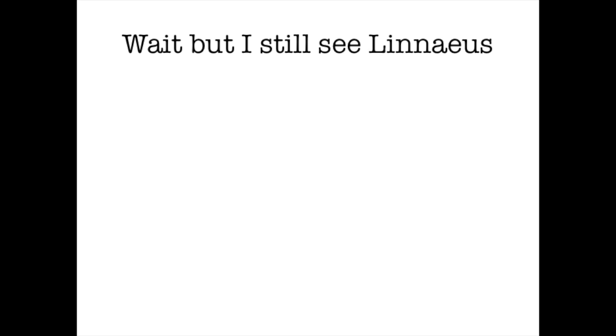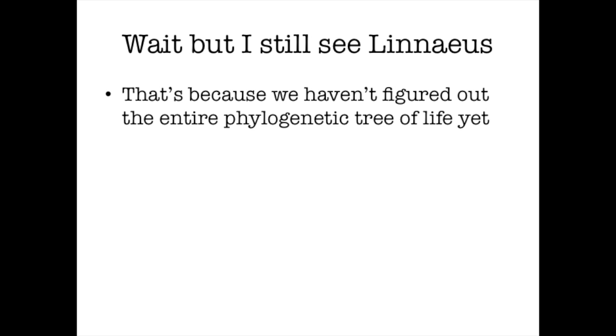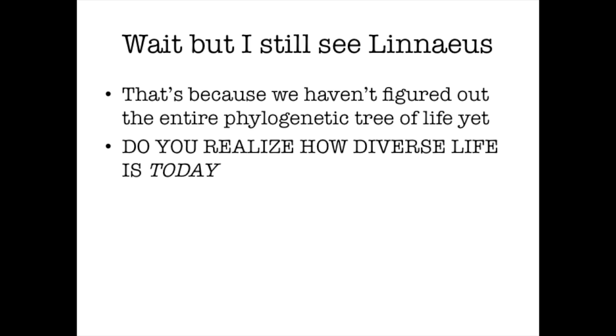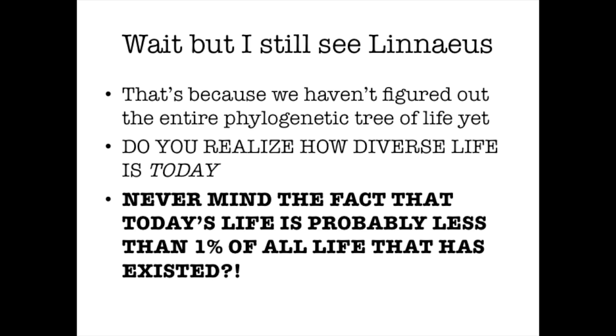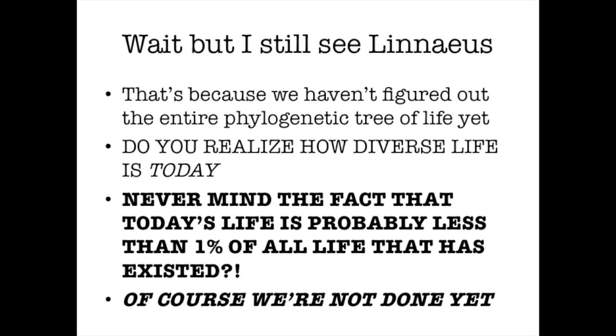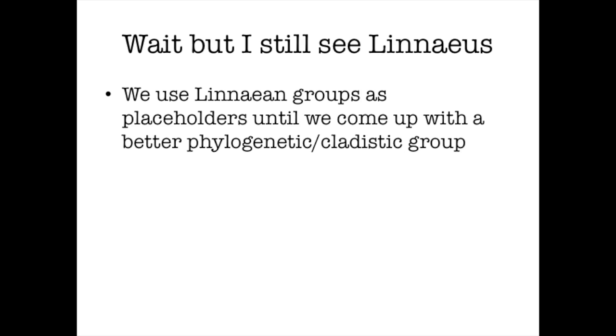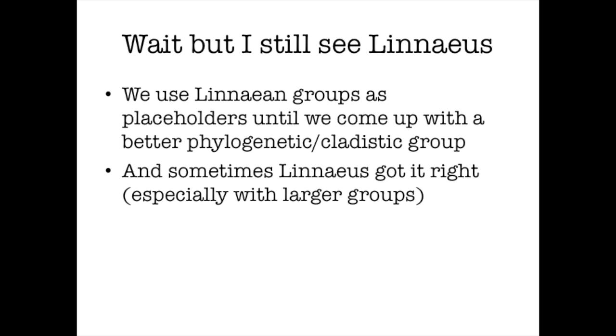Now, I know what you're thinking. Meg, I still see Linnaean classification. That's because we haven't figured out the entire phylogenetic tree of life yet. Do you realize how diverse life is today? Never mind the fact that life today is probably less than 1% of all life that has ever existed on the planet. Of course we're not done yet! We use Linnaean groups as placeholders until we can come up with better phylogenetic or cladistic groups, and sometimes Linnaeus got it right, especially with larger groups.